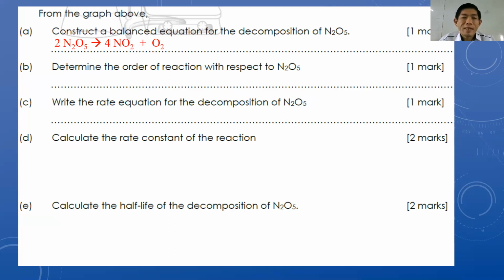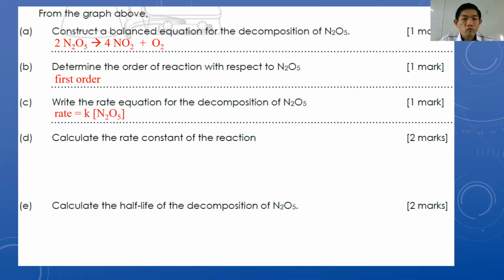Then B, determine the order of reaction with respect to N2O5. As I already mentioned just now in the introduction, when you get the graph of log concentration against time, and it gives you a negative linear gradient, then it is the first order of reaction with respect to N2O5. So based on the first order of reaction, you're able to write C, the rate equation for the decomposition of N2O5.